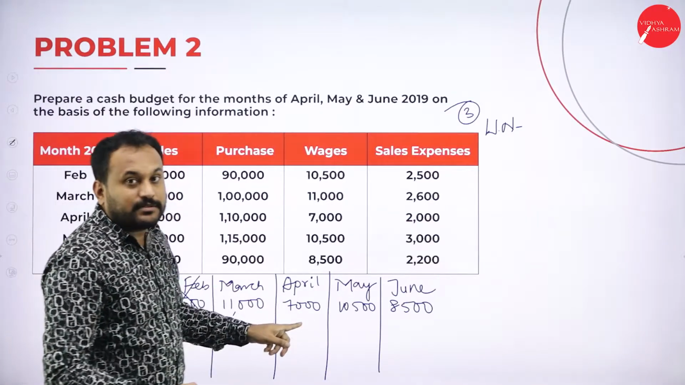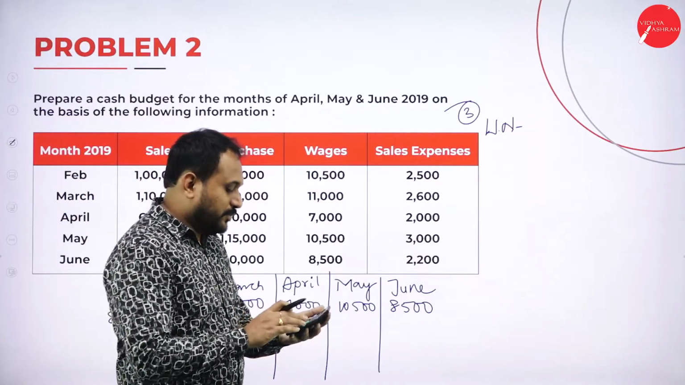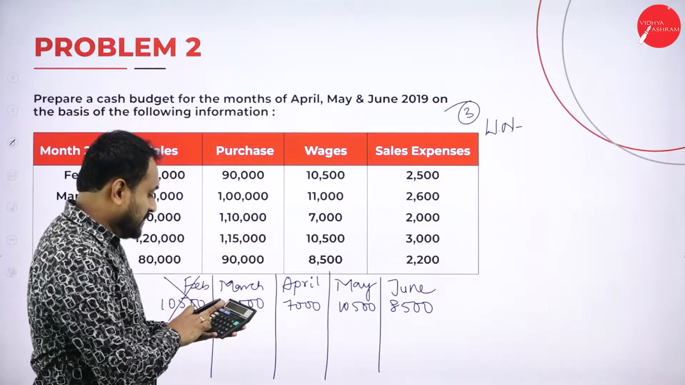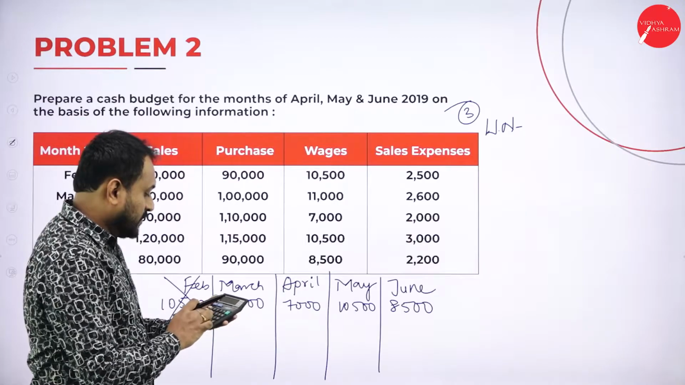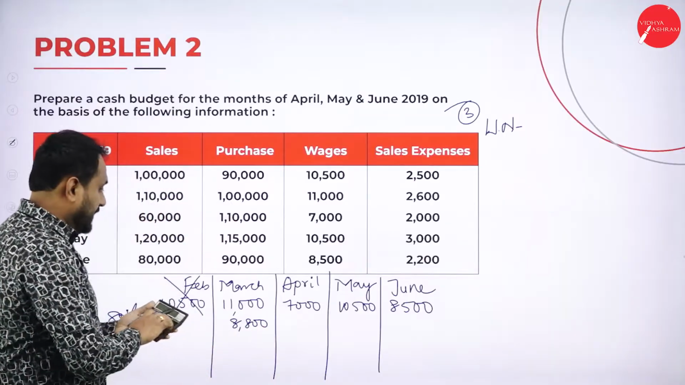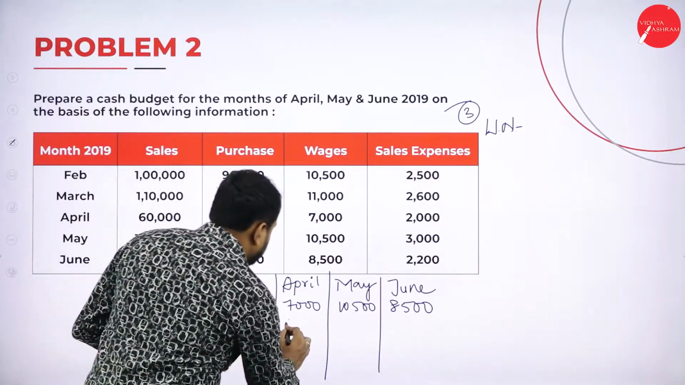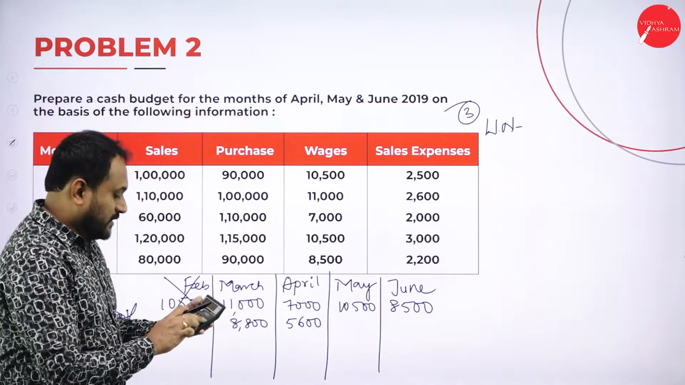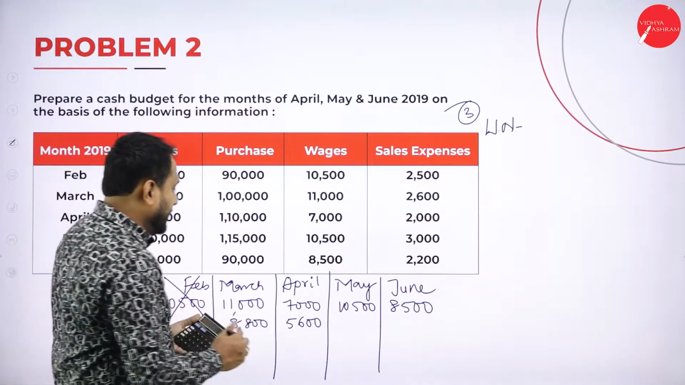So April 7,000, 80% is paid in the same month. So here we'll calculate each and everything. Let's go with 80%. March is 11,000 into 80%. So it is 8,800. Next, the same way, 7,000 into 80%. That is 5,600. Next, May we have. May is 10,500 into 80%. 8,400.